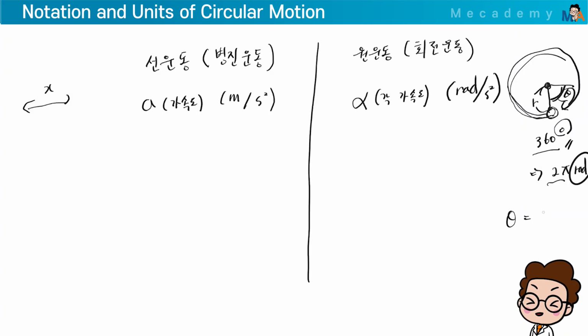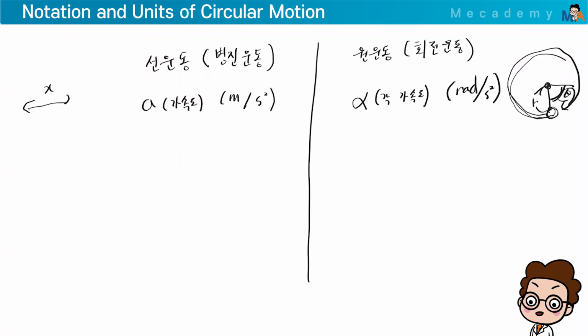If theta is, say, 320 degrees, you can convert this to radians, right? Since 360 degrees is 2 pi, 1 degree is 2 pi divided by 360, and when you reduce the fraction, you get the result like this. So you need to convert these angles to radians so they can be used in multiplication or other calculations later, right? Therefore, I'll assume you know how to convert them to radians and move on. You need to know that the unit is called radian.